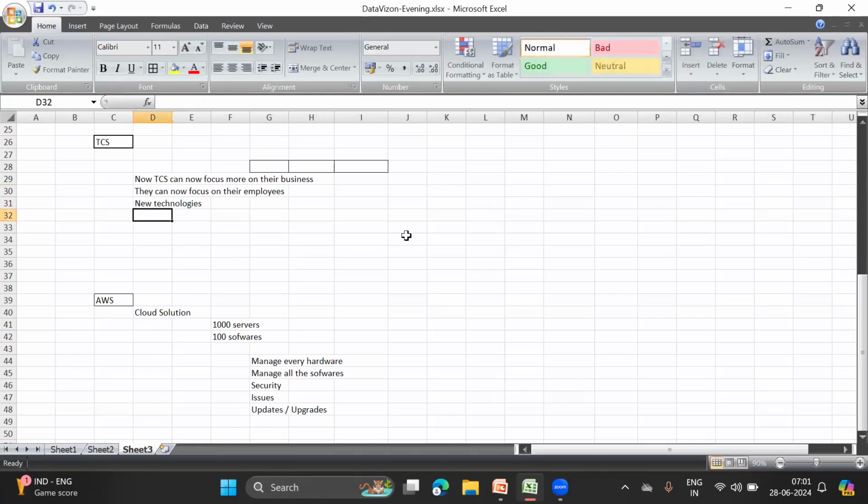Okay. So now here you can see that TCS can actually work on increasing their revenue. They do not have to worry about unnecessary things. So now you can see that the revenue of this company is expected to grow. It will grow for sure, because now they do not have to worry about anything. Now they can focus on their business.